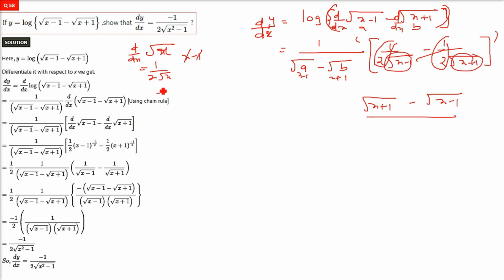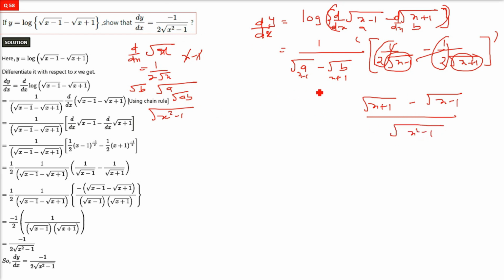So when you multiply, x minus 1 into x plus 1 is x square minus 1 square. Under root ab is under root a into under root b, so under root x square minus 1. So the denominator will be under root x square minus 1, and that will come in your answer also, which you will see here. So let me just write it here, under root x square minus 1.